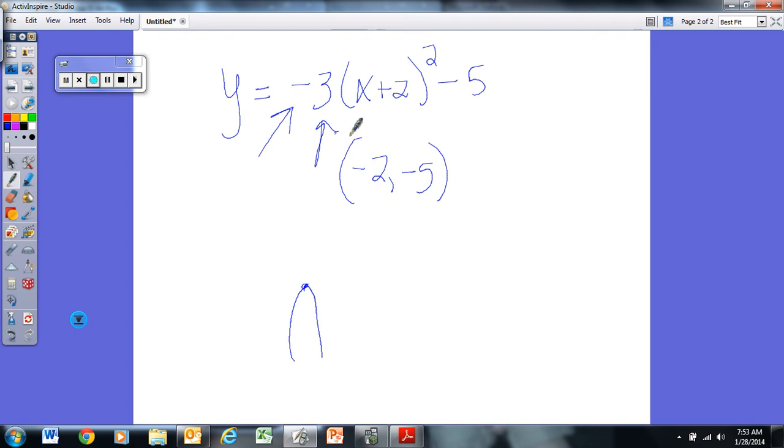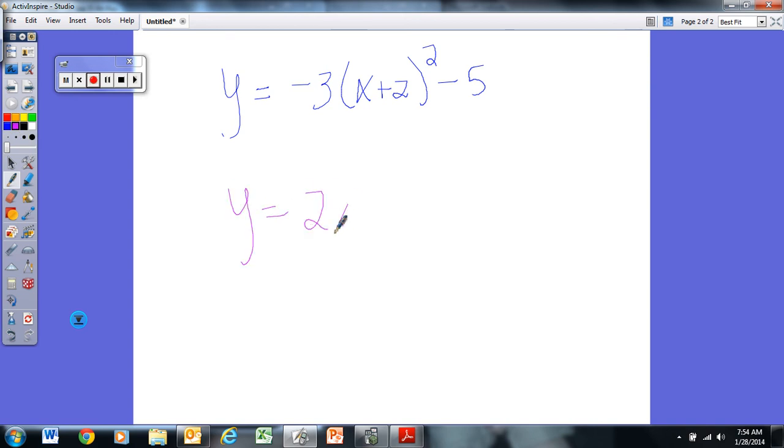The only time you multiply this out is when the question says, write the function in standard form. Standard form is when you have to multiply it out. What does a function in standard form look like? Let me show you. A function in standard form looks like this. y equals 2x squared minus 8x plus 6.